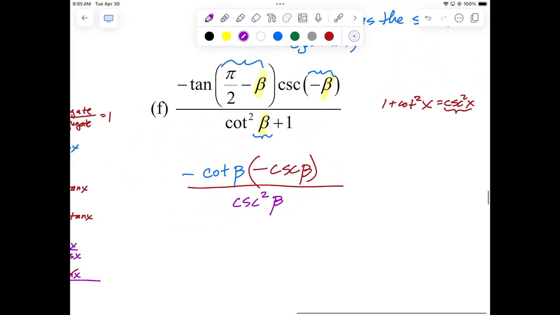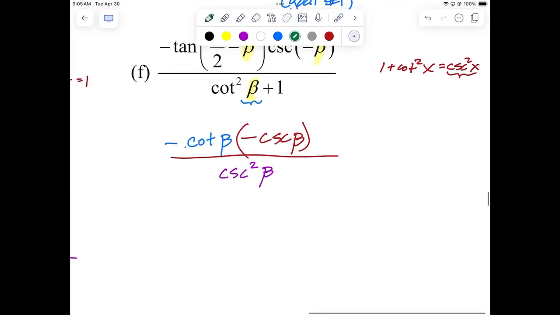So that's what I did on my first line. I did a little bit of something in each of the three factors. Okay, now, on the next line, what's the negative times the negative? A positive, so I just have cotangent of beta times cosecant of beta, and in the bottom, I'm going to write cosecant squared as cosecant of beta times cosecant of beta.